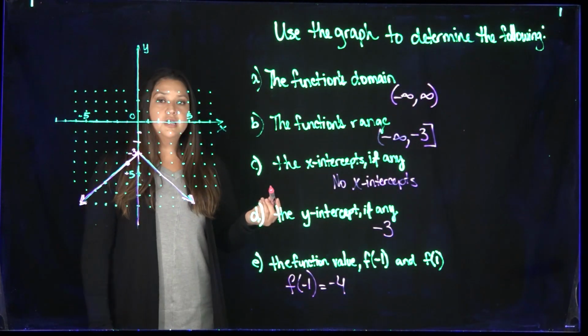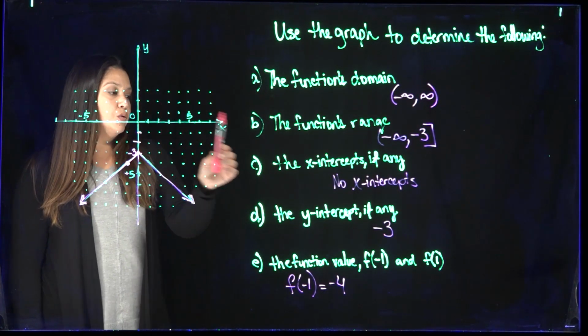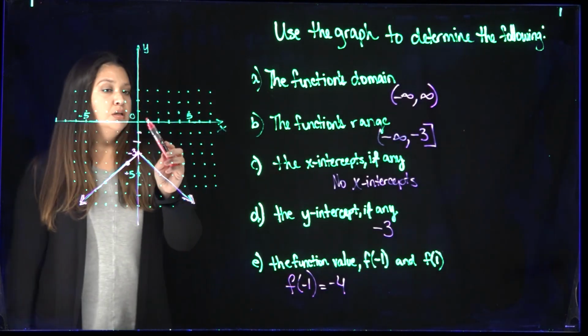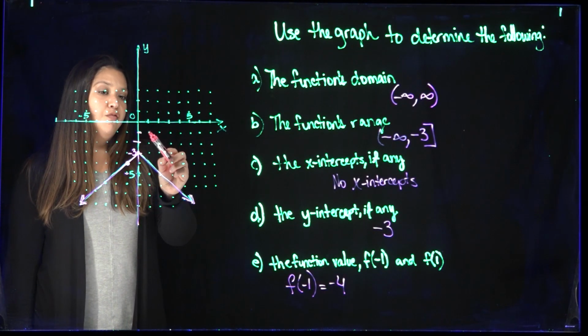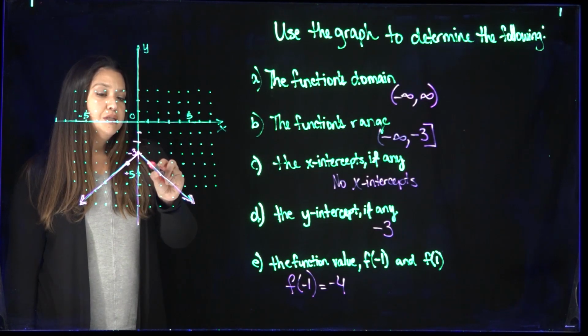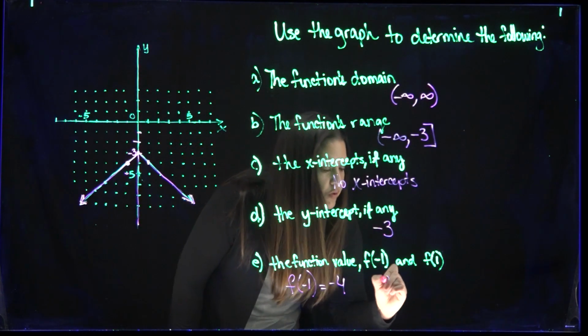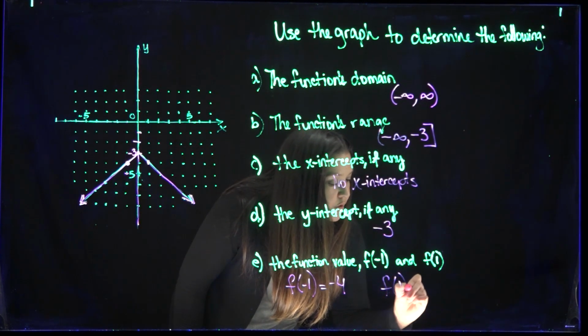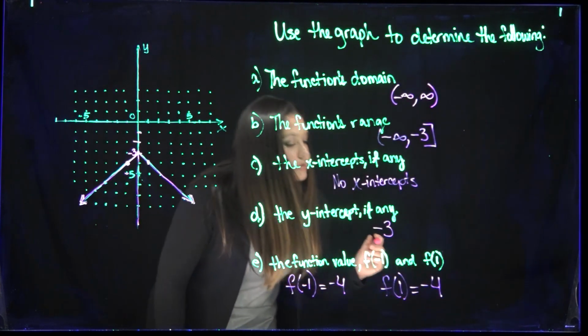And then f of 1, same thing. I go to x is equal to 1, and I find what the y value is, and it's going to be also -4. And there you go.